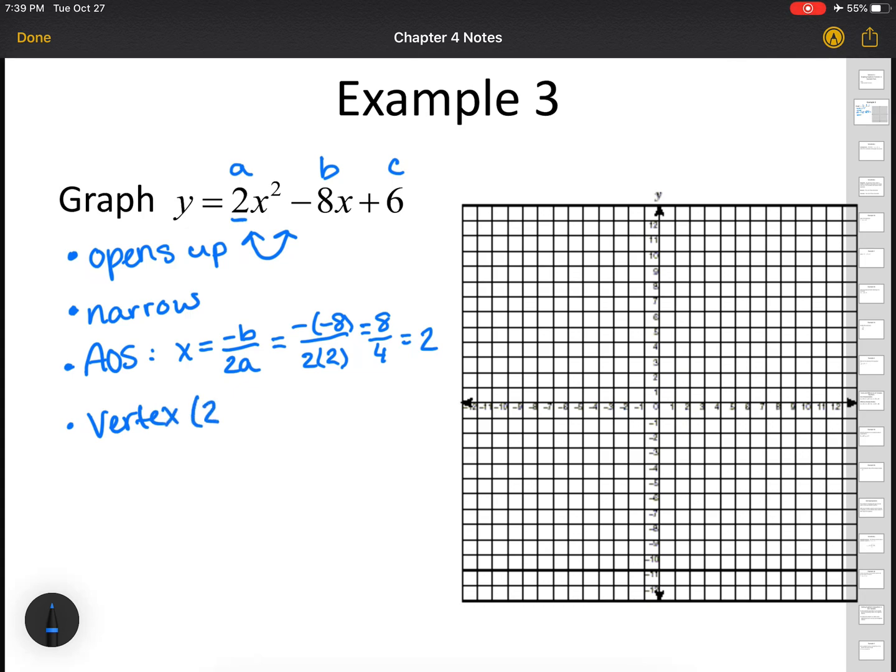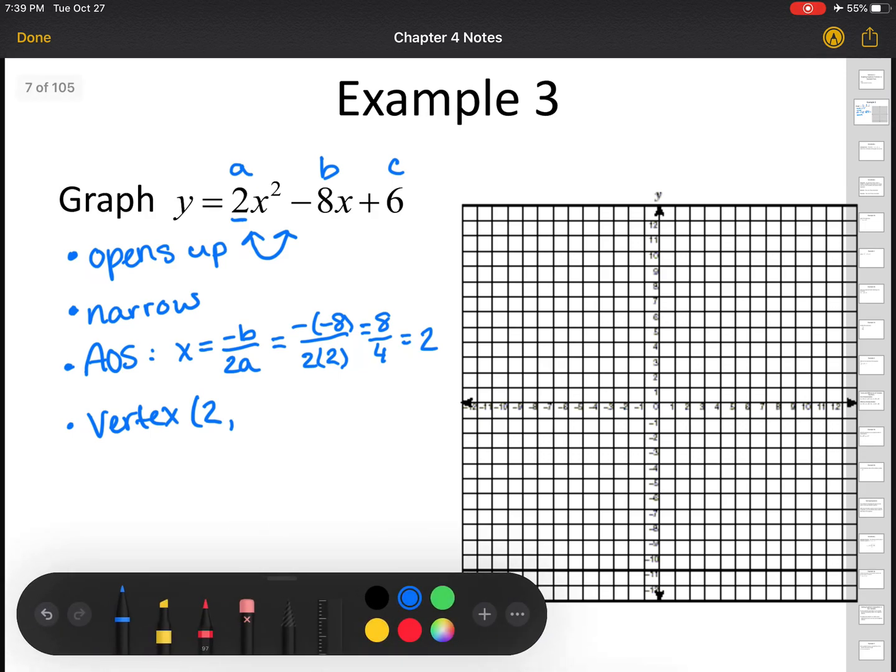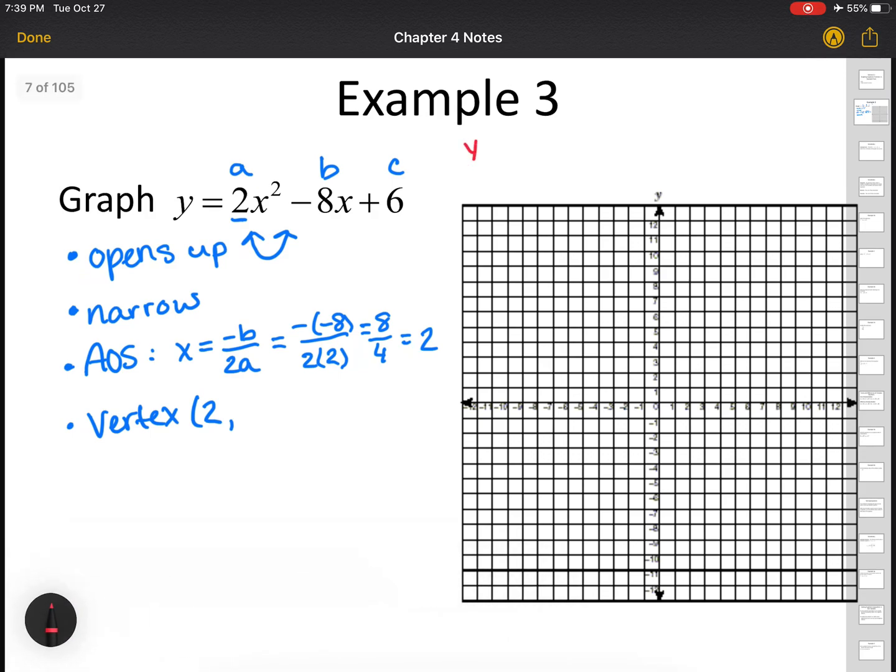So my vertex x is 2, but in order to get my y value, I needed to take that value of x and plug it back into the original quadratic equation. So I'm going to do that here. 2 squared is 4 times 2 is 8, minus 16 here, which is negative 8, excuse me, plus 6 is negative 2. So here's our negative 2 y value.